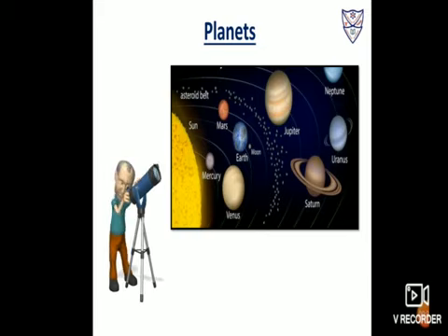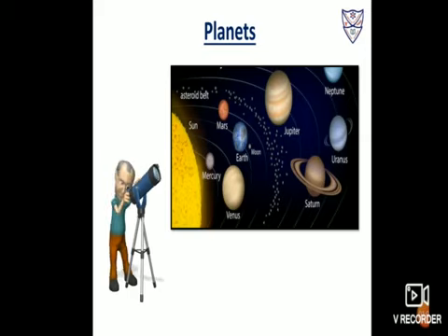Next, the planets which can be seen with the naked eye from the Earth are Mercury, Venus, Mars, Jupiter and Saturn. Only two planets, that is Uranus and Neptune, we cannot see with our naked eye. We can only see them with the help of a telescope, as they are very far off from Earth.